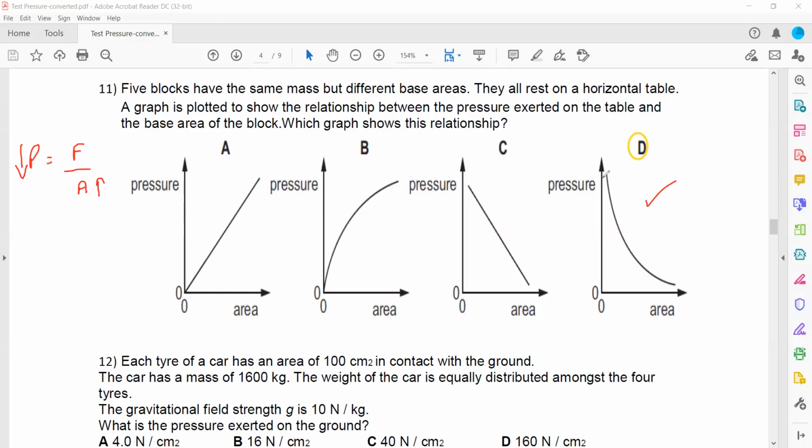So this is a mathematical equation which explains why the graph is always a curve. We just have to remember this idea that for directly proportional quantities, it will always be a straight line, and for inversely proportional quantities, it will be a curve.